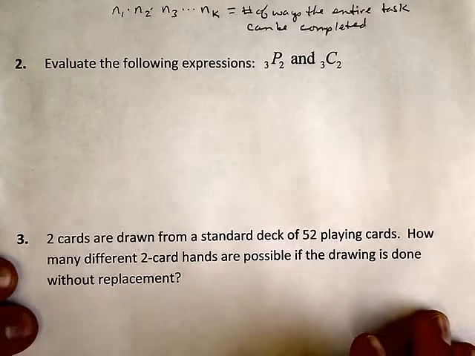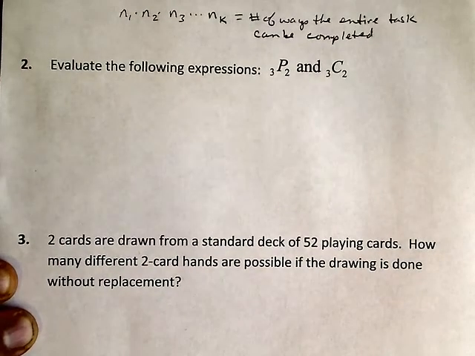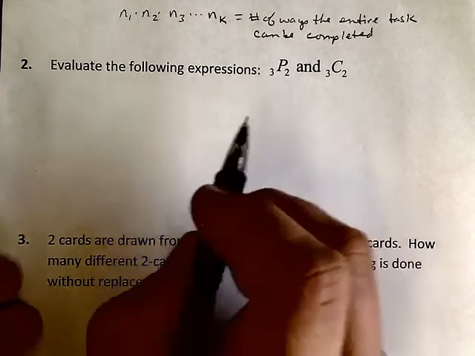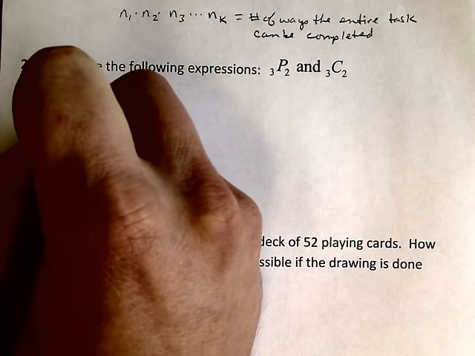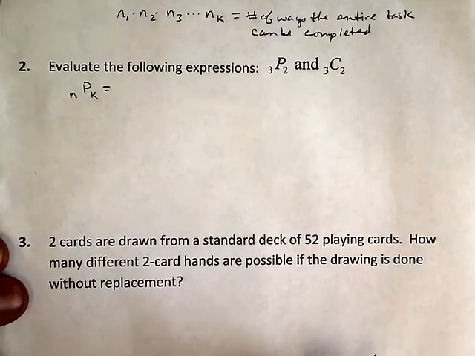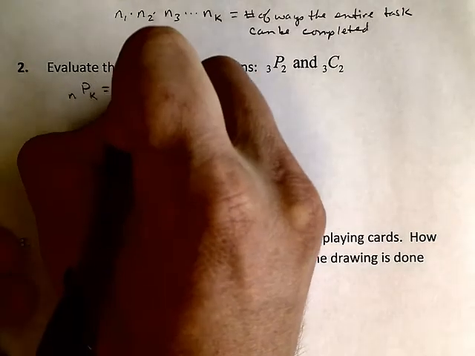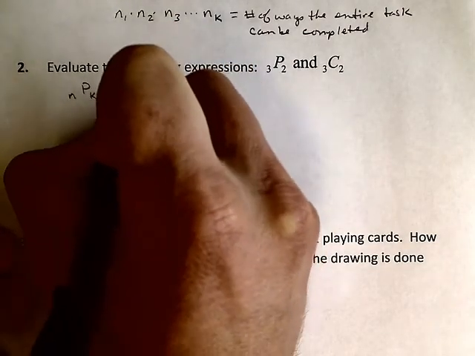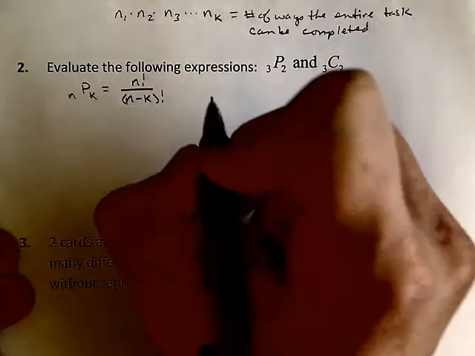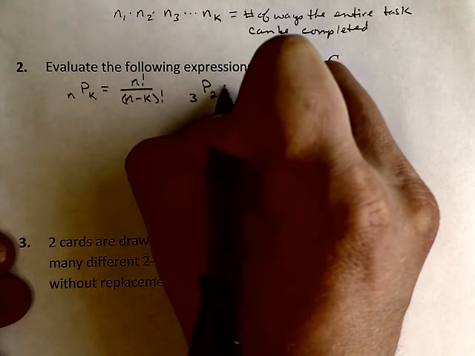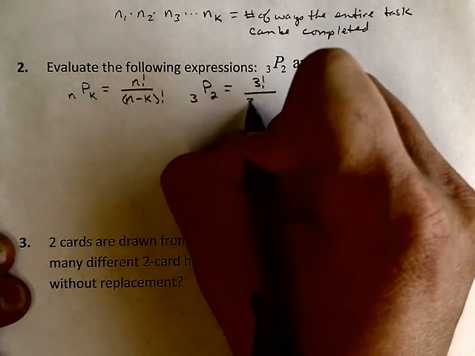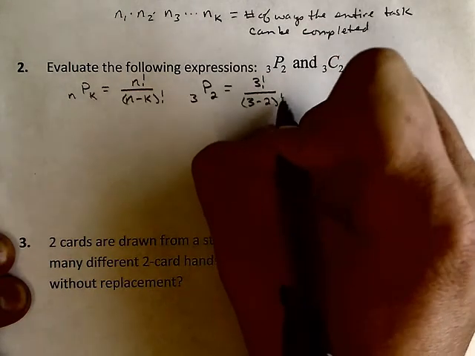Number 2 is just kind of a mechanical calculation of permutations and combinations. So first I want to evaluate 3 permute 2. And if I think in general, the formula is n permute k or n permute r. I'm not sure what expression you've seen, but that's defined as n factorial divided by n minus k factorial. Okay? So when I look at 3 permute 2, that is 3 factorial over 3 minus 2 factorial.